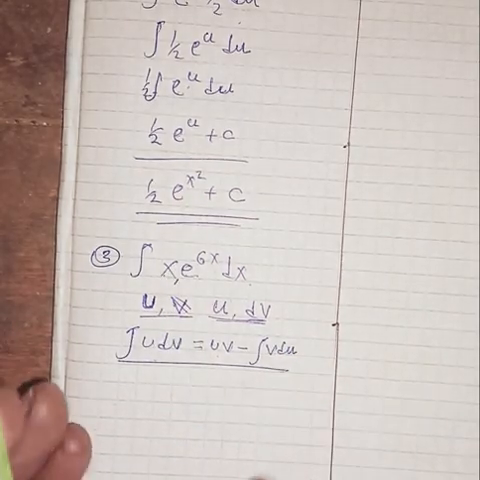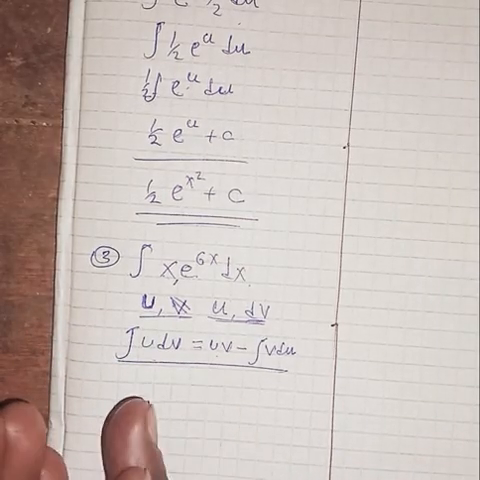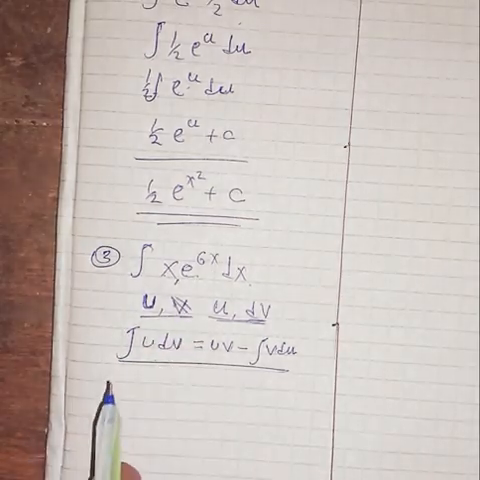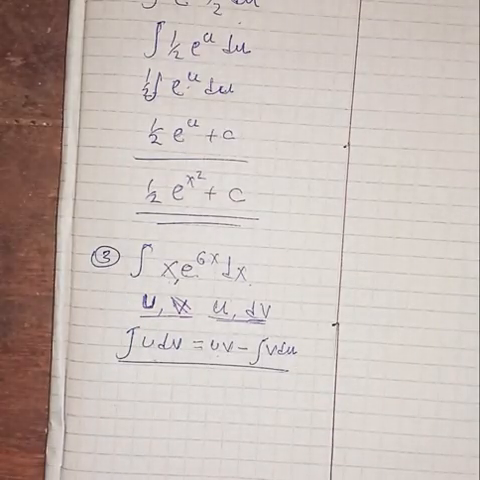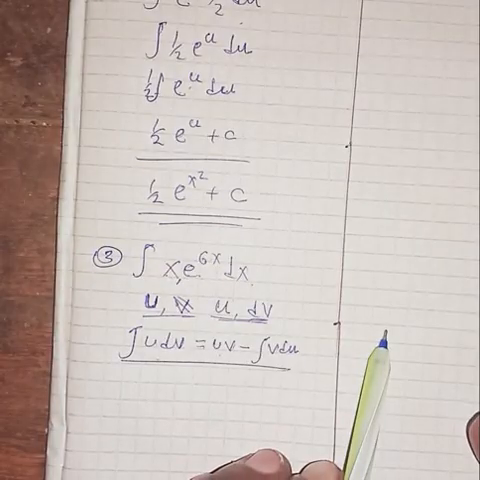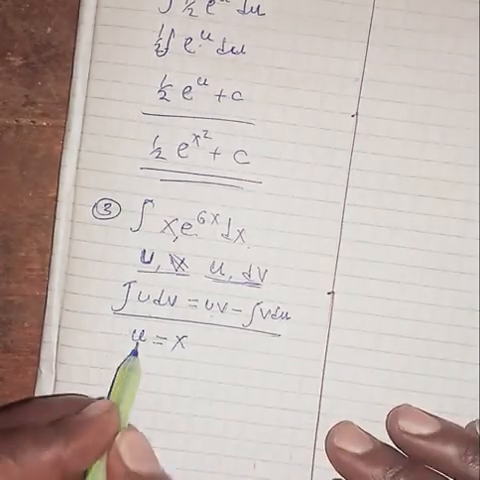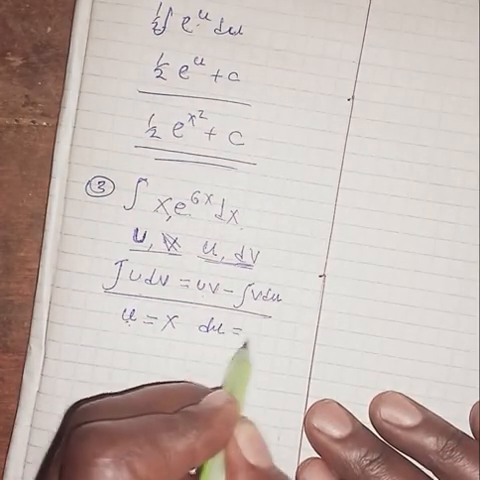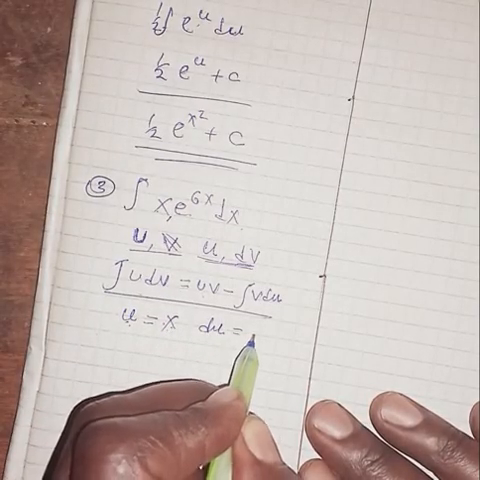In integration by parts, there are two parts, mostly the u part and the dv part. Normally you take as u that part which, when you differentiate it, finishes, or gets to 0 or 1. Like now in our case, u will be x. If you differentiate x, what do you get? 1. But you are not just writing 1, you are writing dx.